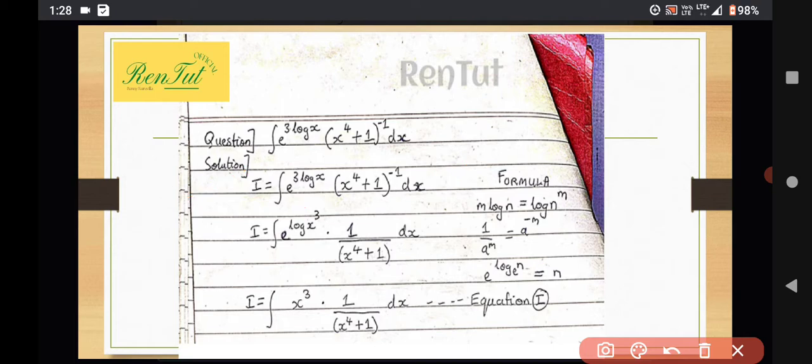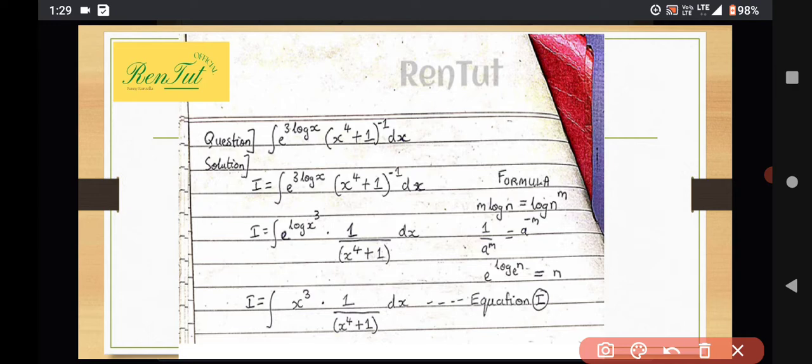Now we need to know these formulas before jumping into the answer. These formulas are very important. First formula, you are already aware: m log n is equal to log n raised to m. Second one: if anything is in the denominator, 1 divided by a raised to m, when it is taken to the numerator, it becomes minus m. You need to be aware. Third formula is e raised to log n to the base e is equal to n. Log and e will get cancelled, so you will get the answer as n. These three things you need to keep in mind before going into the solution.